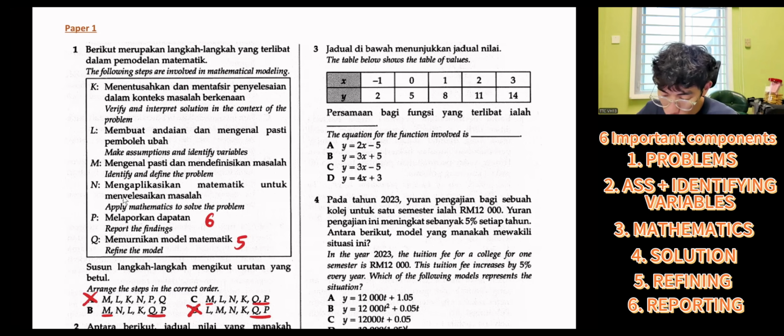So suppose before my refine, it's about solution. So my solution is supposed to be K. So my answer will be this one, K also. So the next one after solution will be mathematics. So my answer will be C. Okay, so far can?